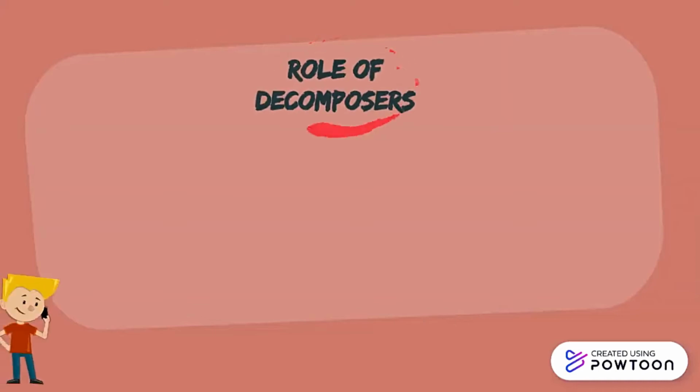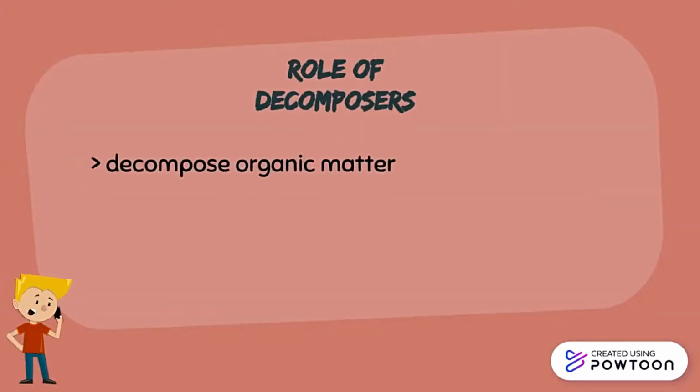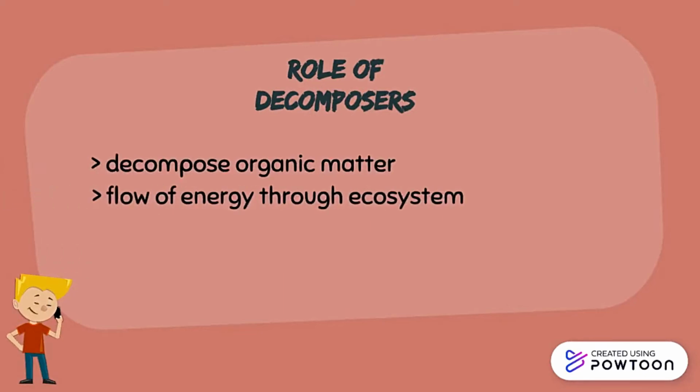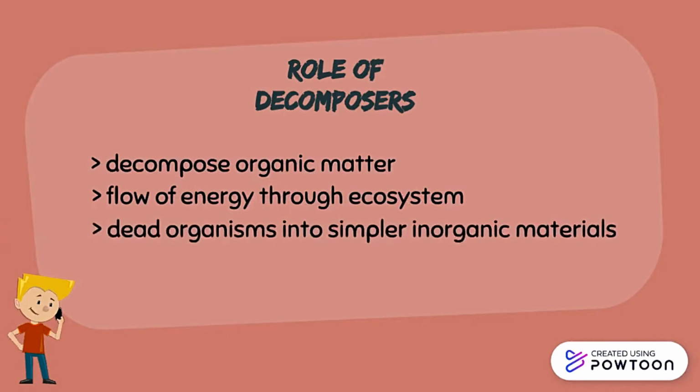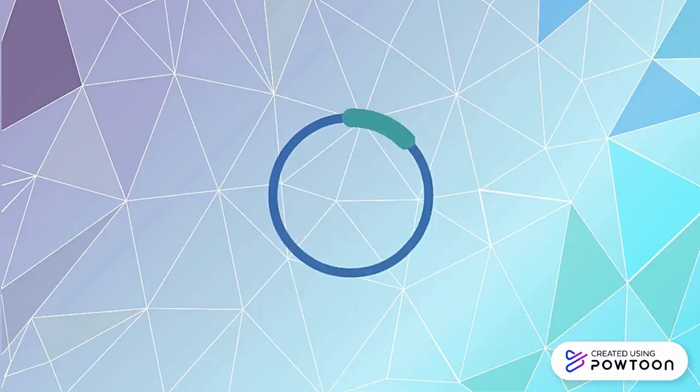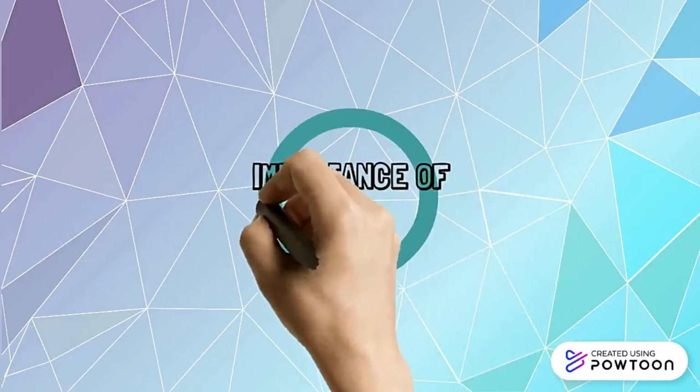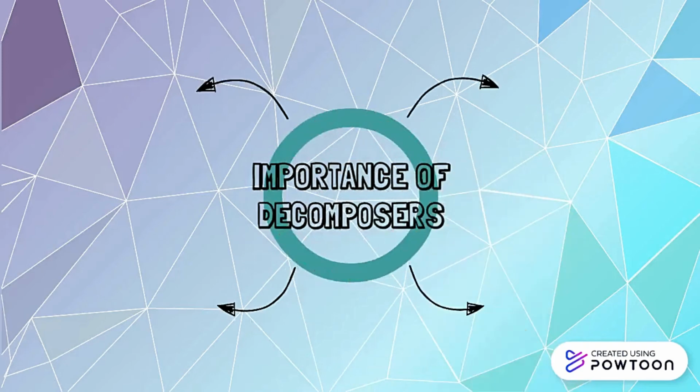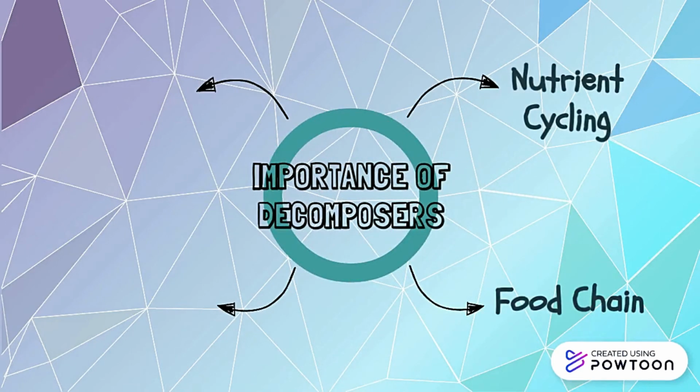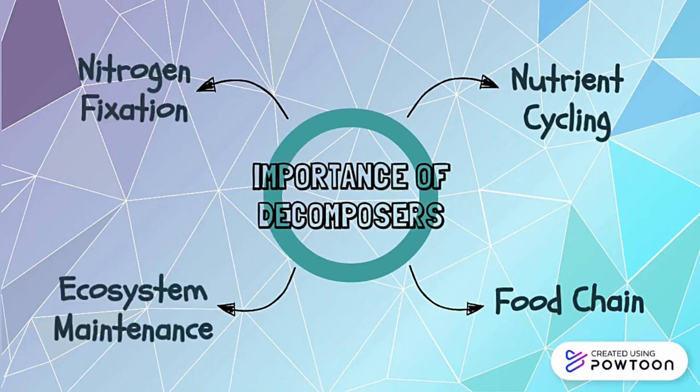Meanwhile, the role of decomposers is that they have the ability to decompose organic matter as the flow of energy through an ecosystem, break apart dead organisms into simpler inorganic materials, and make nutrients available to primary producers. So, there are four importances of decomposers, which are food chain, nutrient cycling, nitrogen fixation, and ecosystem maintenance.